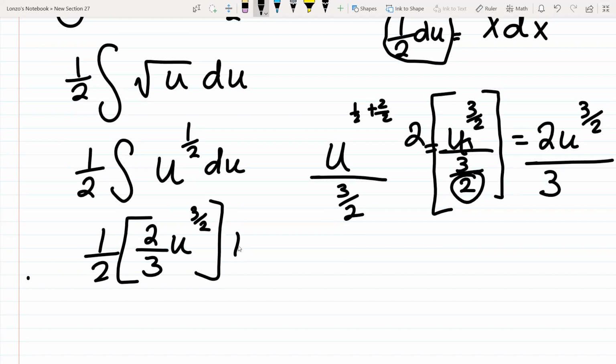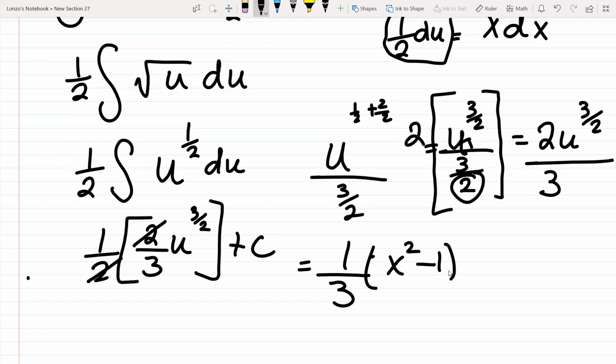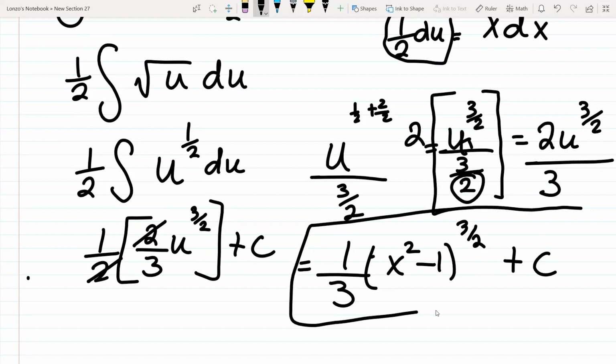Okay. And then plus c. And then that simplifies as, well, the 2's cancel, so you're left with 1/3. And then you can replace the u with, we said that u is x squared minus 1. Raise it to the 3/2 plus c. And that will be the final answer.